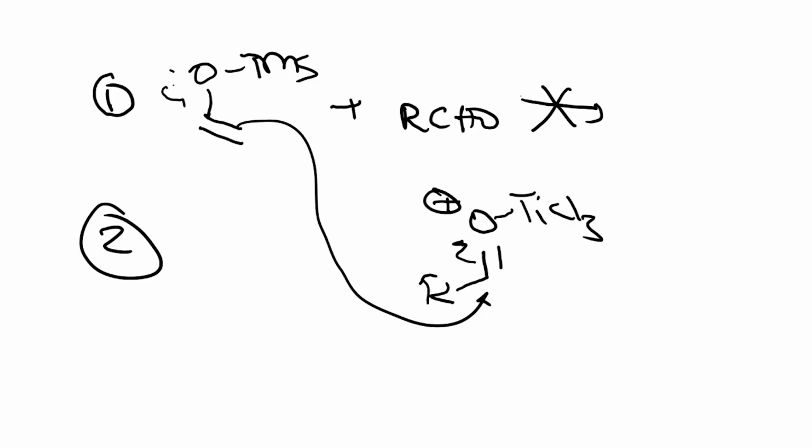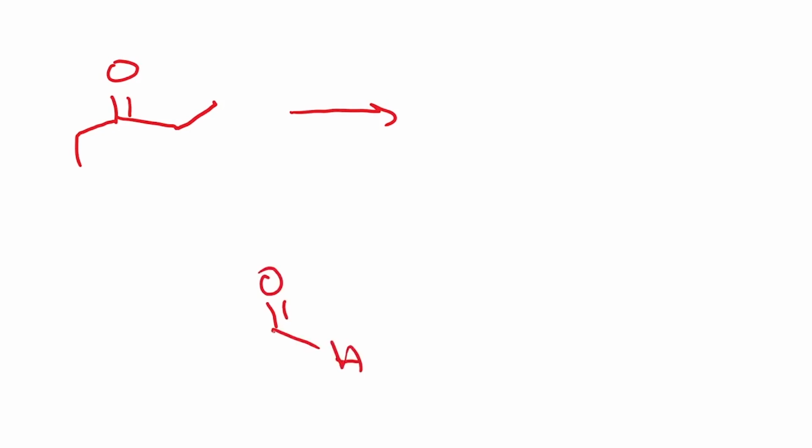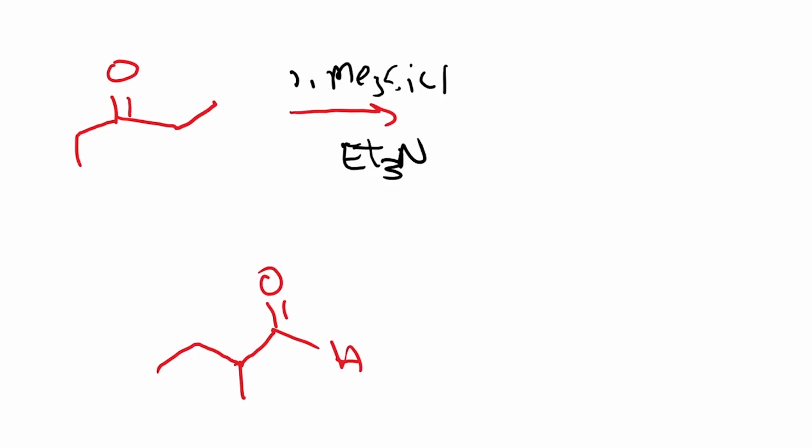Now let's look at one example. The example that we want to look at is, we start with diethyl ketone, and if I want to react this with this aldehyde, what we would do is, step number one would be Me3SiCl in the presence of triethylamine. Okay, and this is going to generate the TMS enol ether, right?